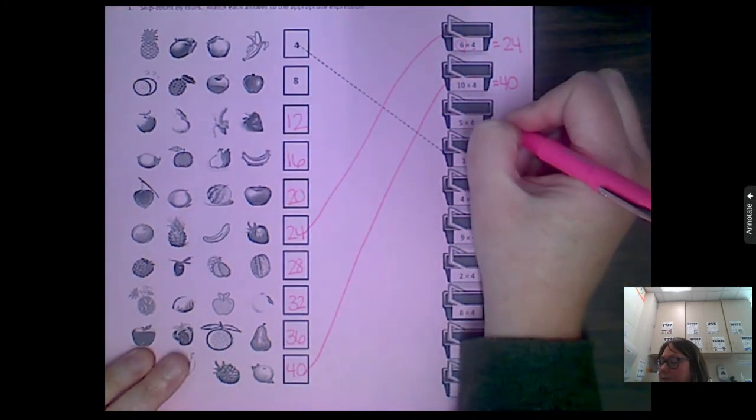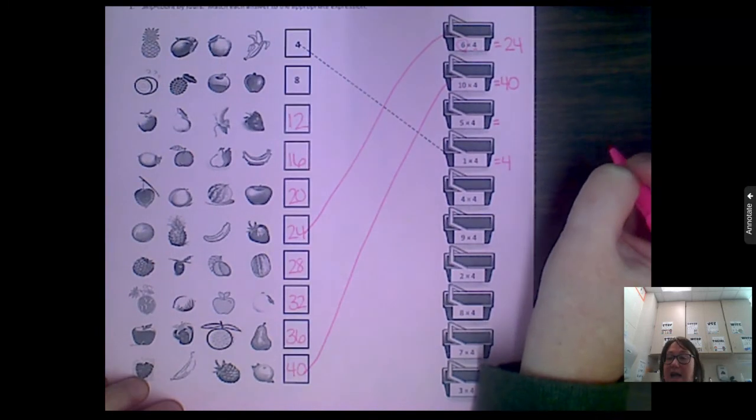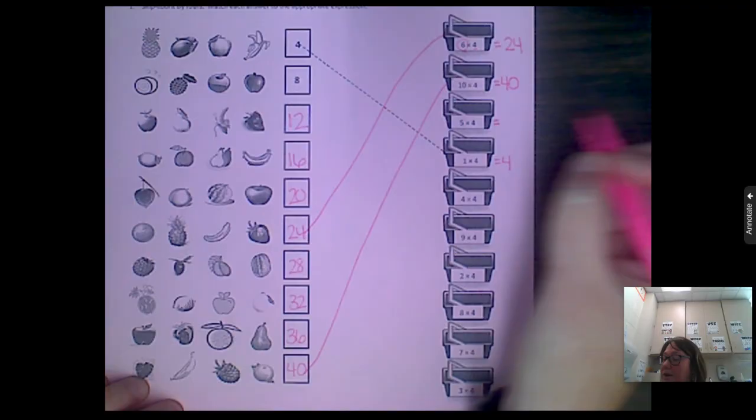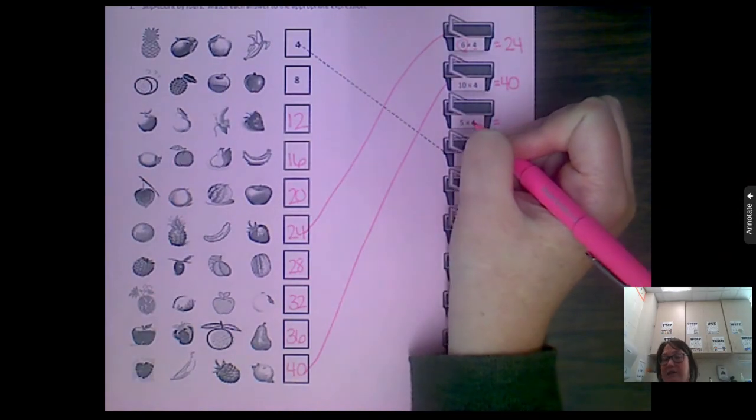The next one is 5 times 4. And do we have a friendly number there? 5 is a very friendly number, right? So we can count by 5s 4 times. We can count by 4s 5 times. Let's try that real quickly.